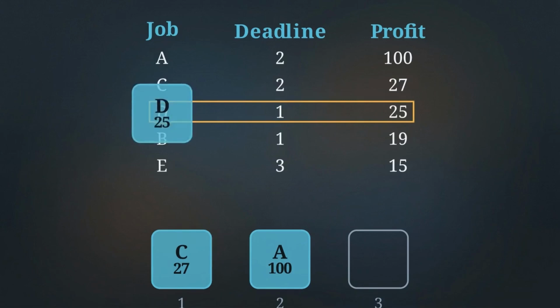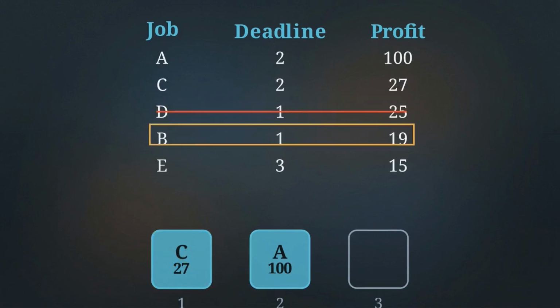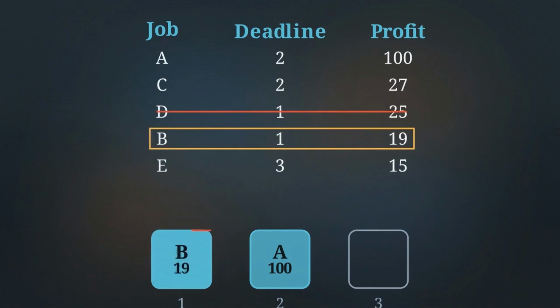The second loop targets Job C, which also has a deadline of 2. The system checks slot 2. It is occupied. The algorithm must now search backward. It checks slot 1, finds it empty, and drops Job C into the earlier space.